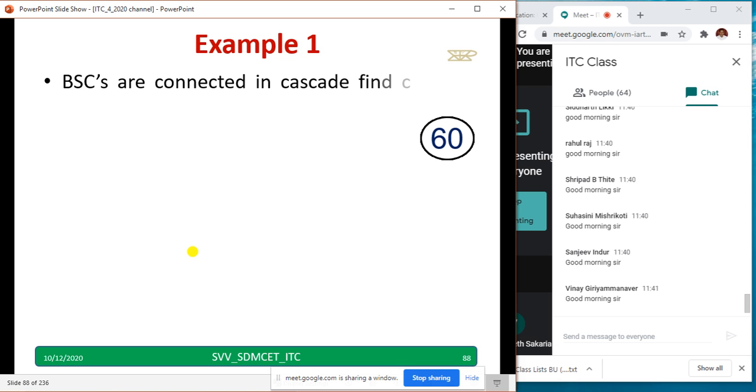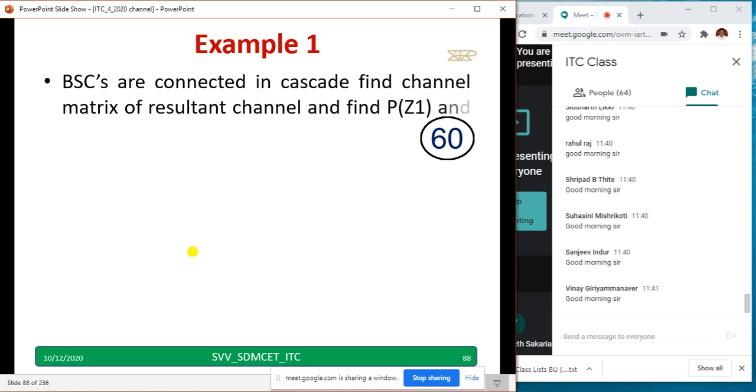Binary symmetric channels are connected in cascade. Note down the problem statement. BSC means binary symmetric channels are connected in cascade. Find the channel matrix of the resultant channel, and find probability of Z1 and probability of Z2, if probability of x1 equal to 0.6, and probability of x2 equal to 0.4.